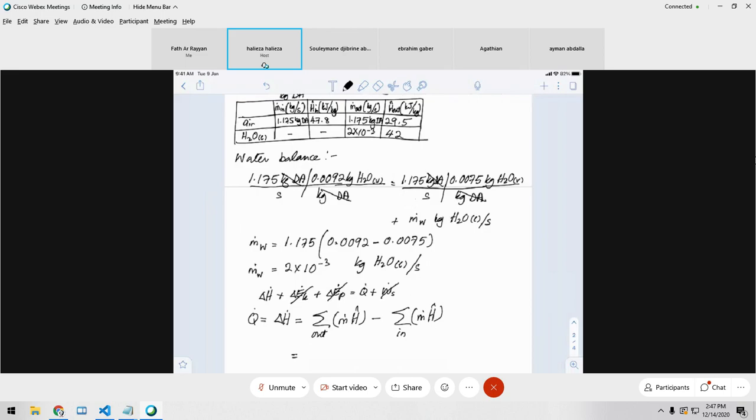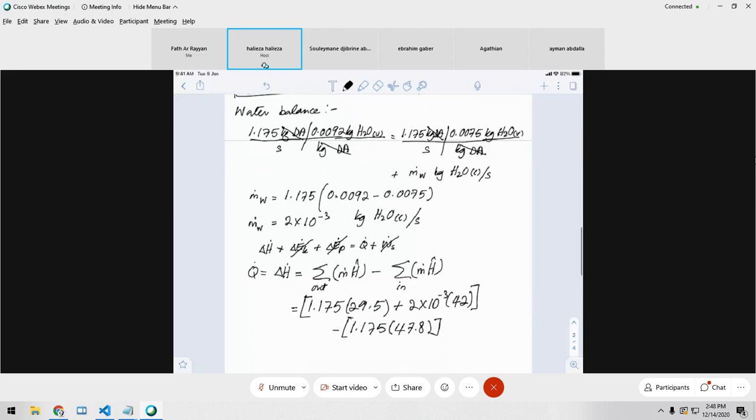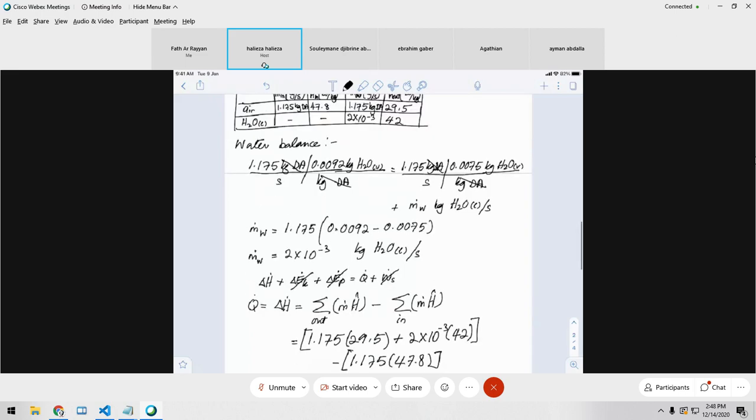I have my outlet of A times its corresponding enthalpy, plus that of water that condenses out, that's the liquid water, times the corresponding enthalpy. So that is your outlet stream minus your inlet stream. Your inlet stream is the amount of dry A times its corresponding enthalpy. So you should come up with an answer. The value should be in kilojoules per second.